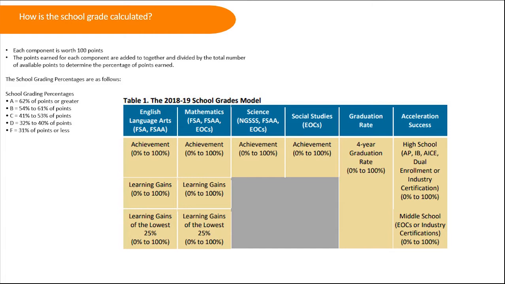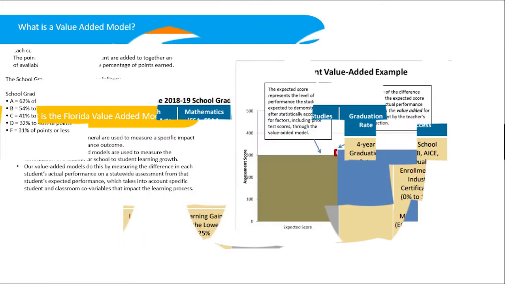Schools will receive an A grade if they earn 62% or more of the total points possible. A B will be awarded to those schools who receive 54 to 61% of the total available points. Schools that receive 41 to 53% of the total possible points will receive a C, and schools will earn a grade of D if they've received 32 to 40% of the total points possible. Finally, an F will be given to those schools who receive 31% or less of the total available points.